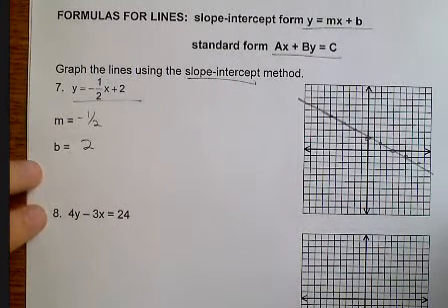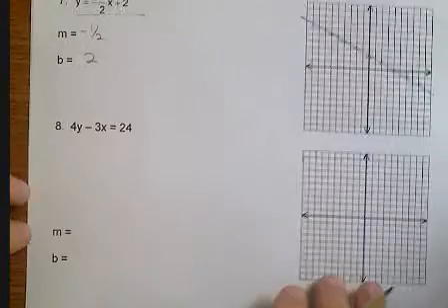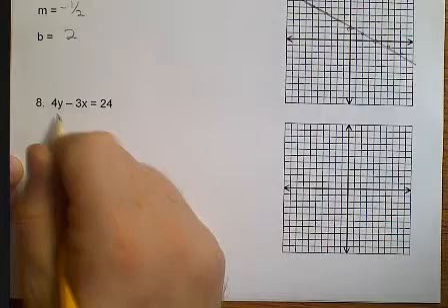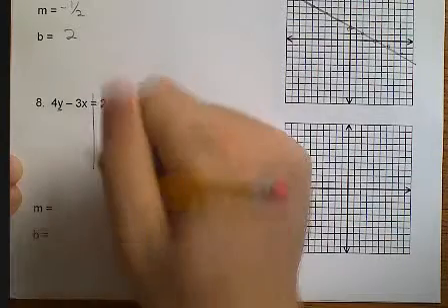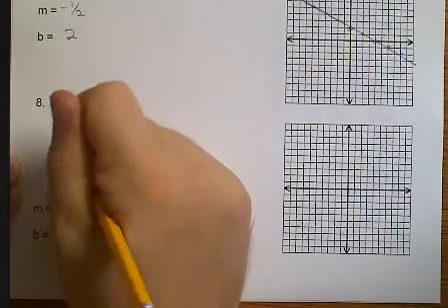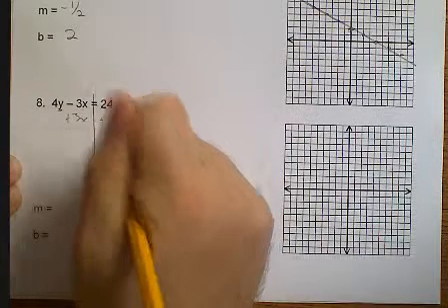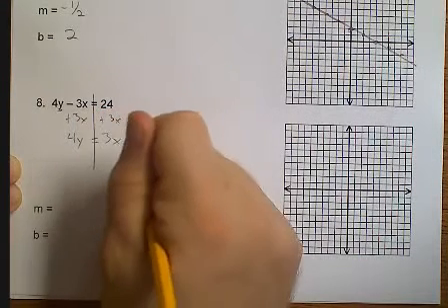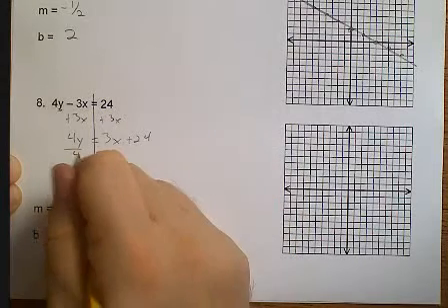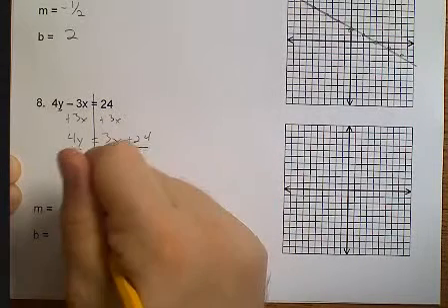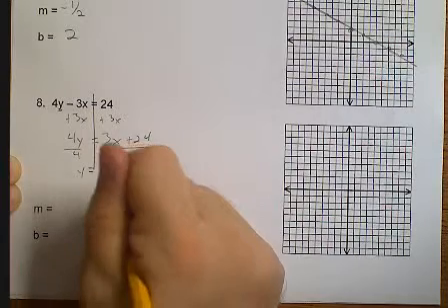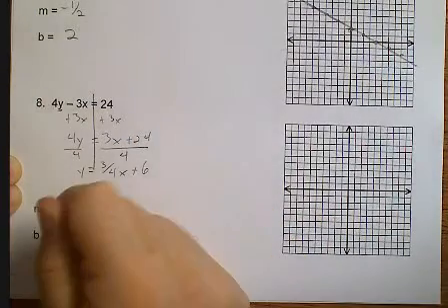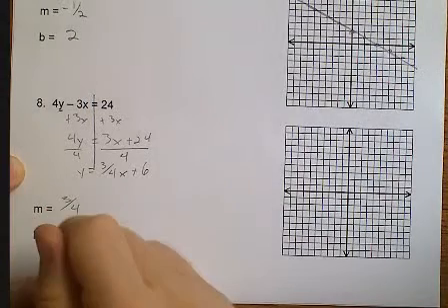Let's go ahead and look at number 8. They still want us to use slope-intercept form, so that means we need to solve for y. So I'm going to add 3x to both sides. We get that 4y equals 3x plus 24. Divide everything by 4. Y equals 3/4 x plus 6. So my m is 3/4, my b is 6.